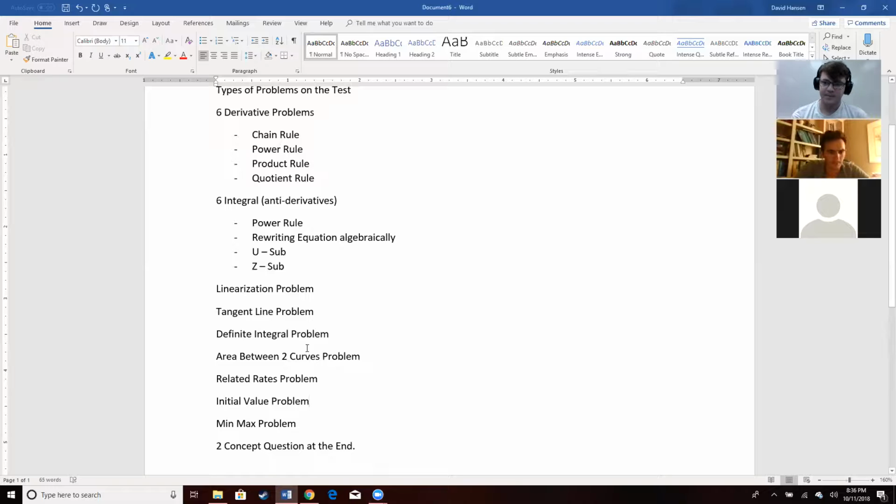We're going to have a linearization problem, a tangent line problem, a definite integral problem, finding the area between 2 curves, related rates, an initial value, and a min-max. And then there are 2 conceptual questions at the end that are going to ask you to write a little bit about what you understand about a couple of the concepts that you've learned the past week.